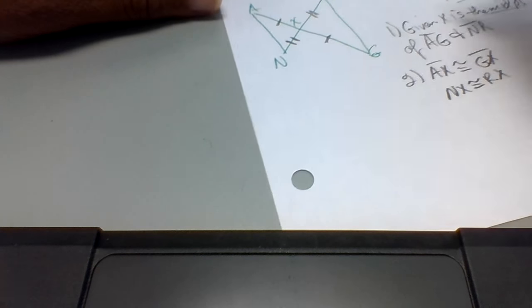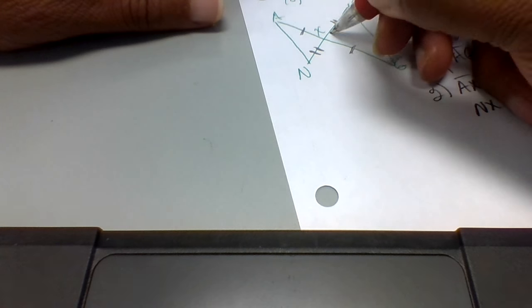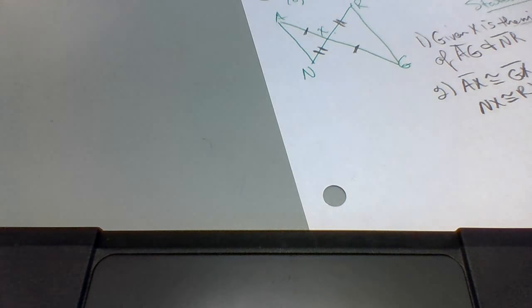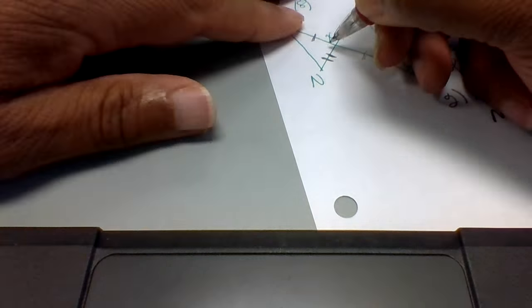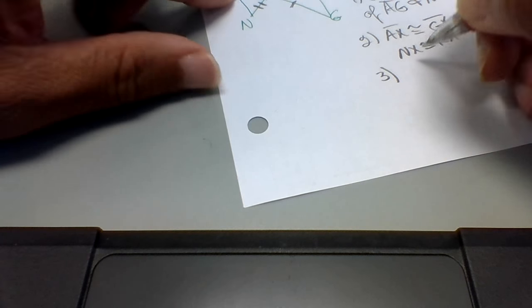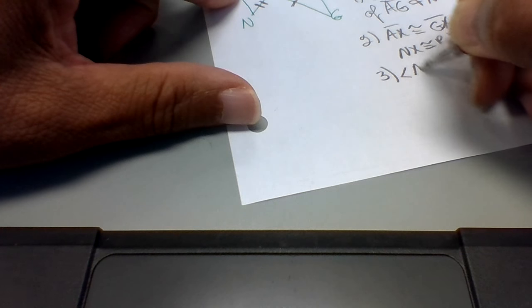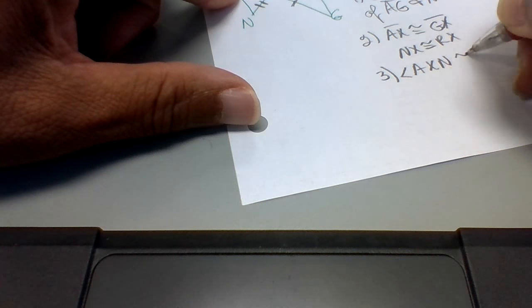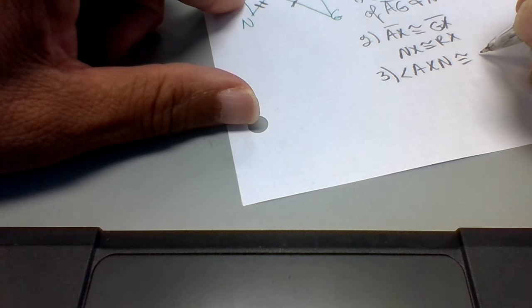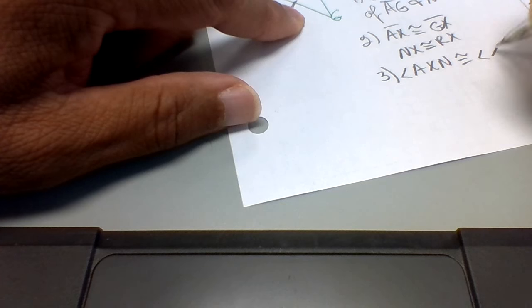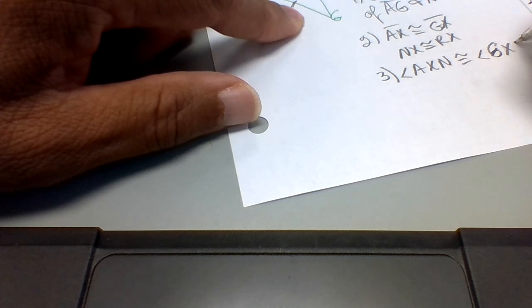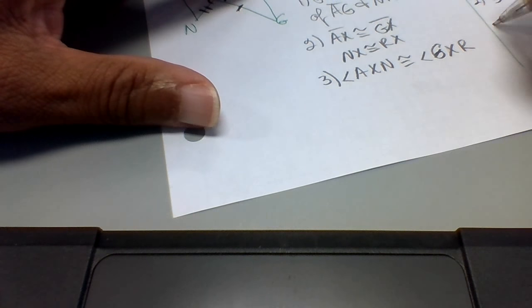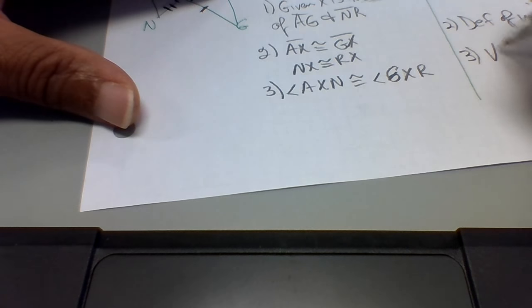So all I need is one more thing. And I see that these two cross one another. If they cross one another, I should be thinking of vertical angles. So I can say that this angle is equal to that, and I have to mention what those angles are. Angle AXN is going to be congruent to angle GXR because of vertical angles.